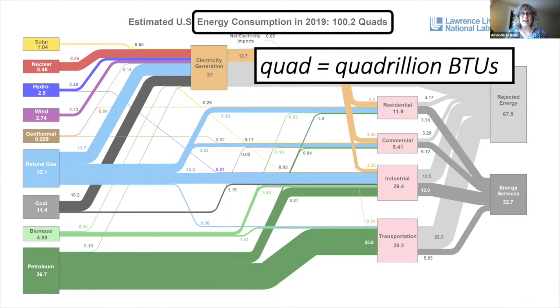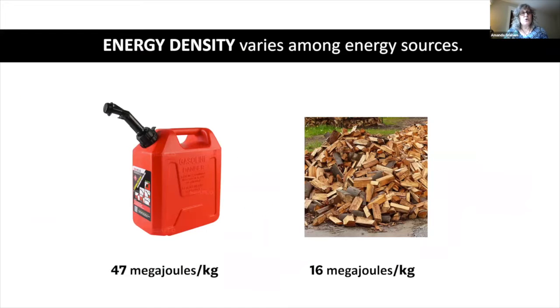And we'll get more into that in the next special session where we talk about energy units. And so as we're looking at those energy sources along the left side of the Sankey diagram, we also recognize that energy density varies among energy sources. One of the reasons why we are so dependent on fossil fuels is that they are incredibly energy dense.